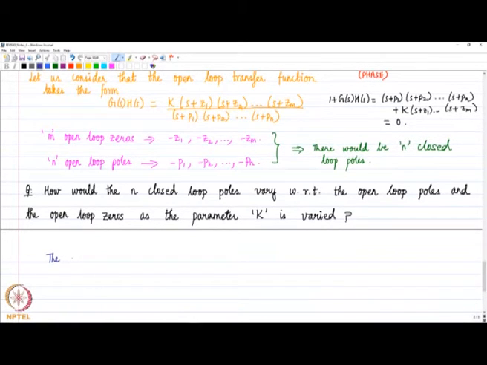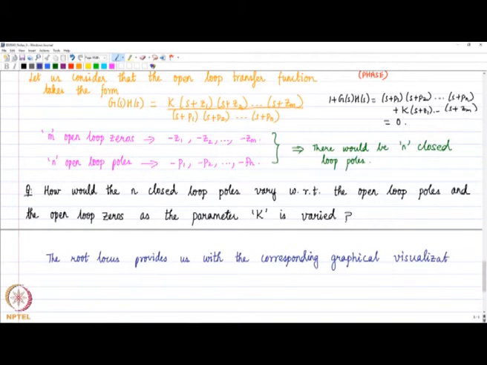We will see that the root locus provides us with the corresponding graphical visualization.